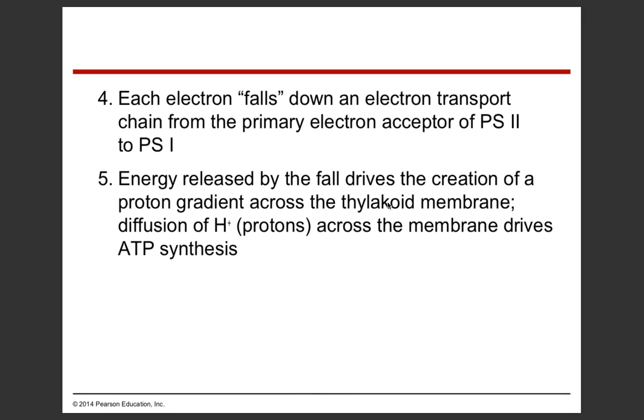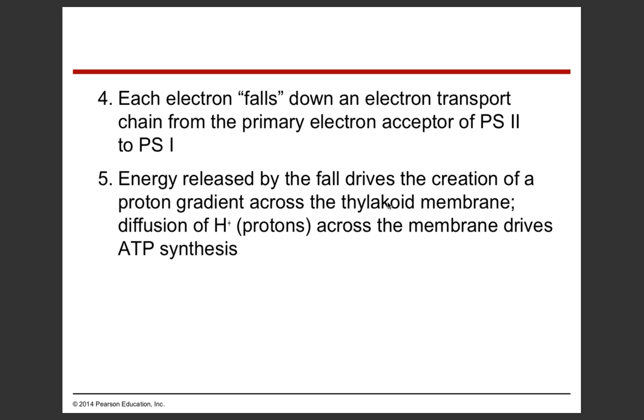Each electron falls down an electron transport chain from the primary electron acceptor of photosystem 2 all the way down to photosystem 1. Essentially, it's just like passing a ball between a whole bunch of different people, and the ball is an electron. The electrons are very excited. It's like passing this energy down of these excited electrons down a huge conveyor belt of different enzymes and protein complexes in order to eventually reach photosystem 1.